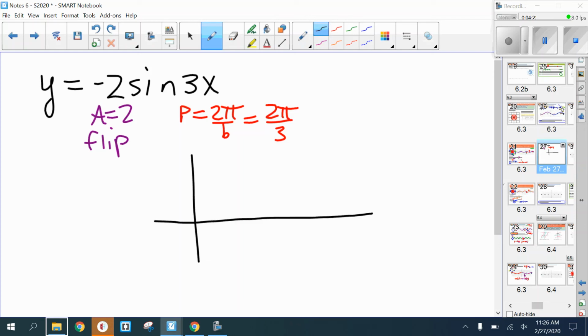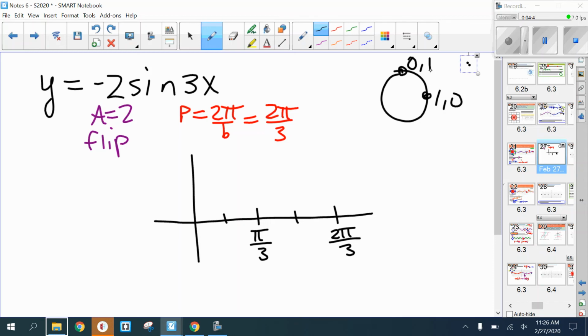I would mark off the period of 2 pi over 3. Okay, and I would cut that in half. And half of 2 pi over 3 is pi over 3, and cut that in half. And I might not even label those. You don't have to label everything. Okay, and so I would still go to my circle. 1, 0, 0, 1, -1, 0, and 0, -1. And I would just go around the circle. I'm going to start at 0.